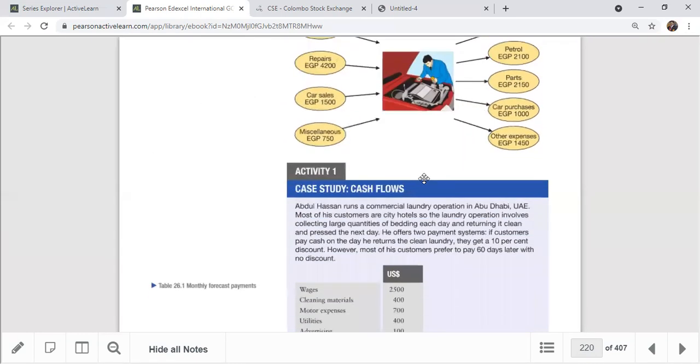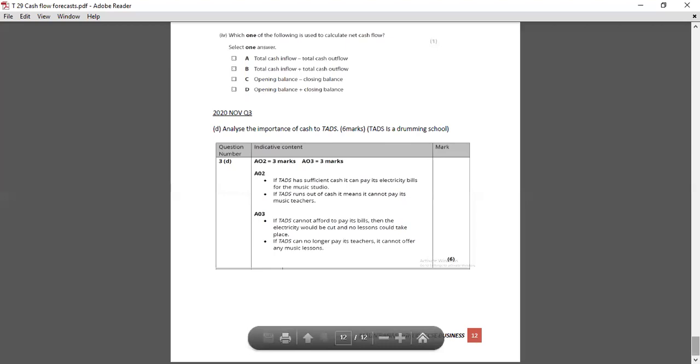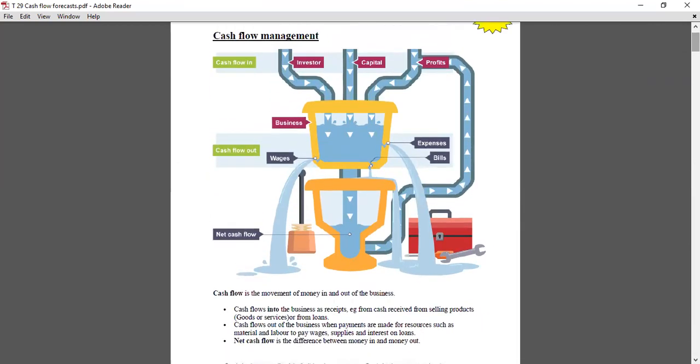Okay, now let's move on to some questions. In my handout I have also mentioned some questions like this. If you go to the cash flow forecast, tute number 29, you can see, not even a past paper question, this picture. Understand this picture. In a business organization, money can come in as cash flow from investors, capital from the owners, and profit. Mainly from customers, investors, capital and profit.